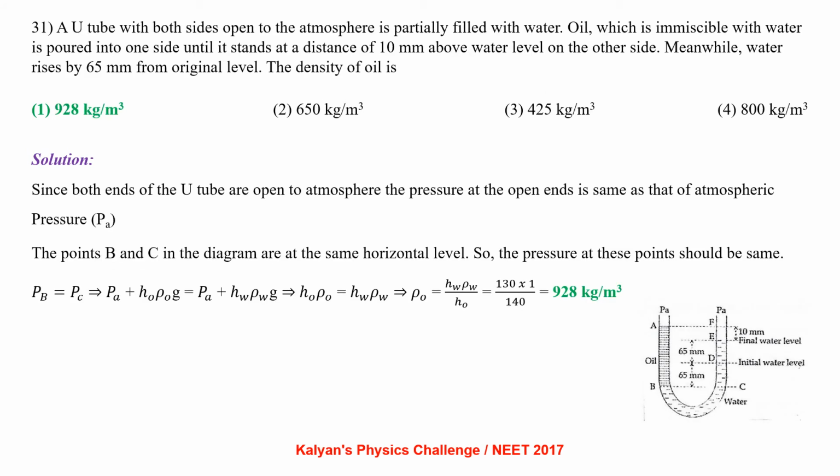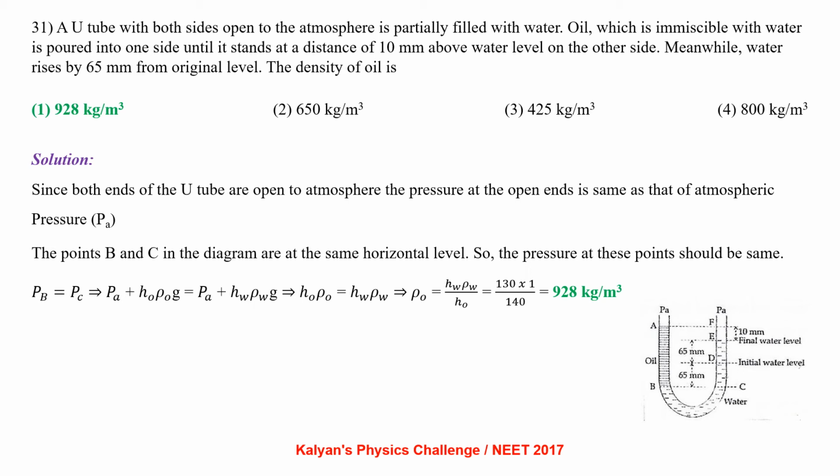A U-tube with both sides open to atmosphere is partially filled with water. Oil, which is immiscible with water, is poured into one side until it stands at a distance of 10 mm above water level on the other side. Meanwhile, water rises by 65 mm from the original level. The density of oil is.